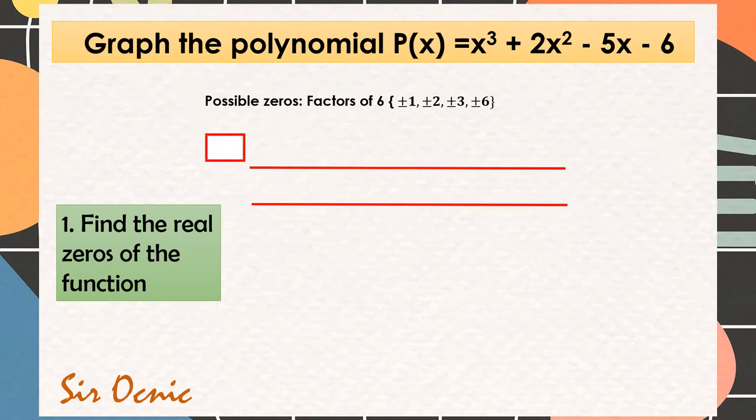Using synthetic division, the numerical coefficients of the polynomial are 1, 2, negative 5, and negative 6. Let us try negative 1. Bring down 1. 1 times negative 1 is negative 1 plus 2 is 1 times negative 1 is negative 1 plus negative 5 is negative 6 times negative 1 is positive 6 plus negative 6 is 0. Therefore, negative 1 is a zero of the function.